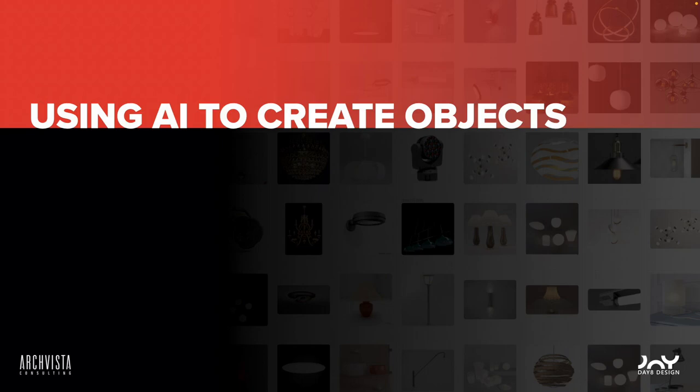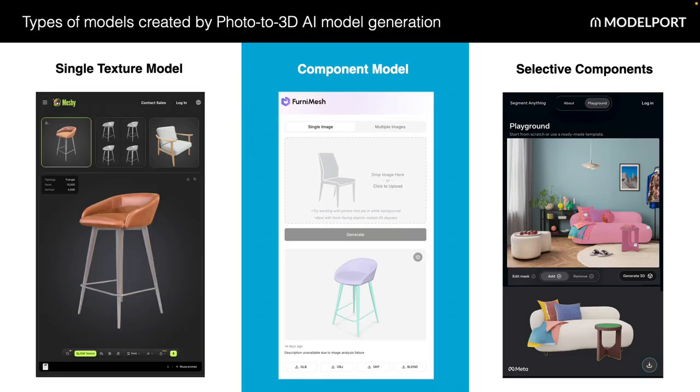So let's start with the first topic, which is using AI to create objects. As I mentioned, I'm going to review three different types or processes here for creating the photo to 3D AI models. First is a single texture model. We're going to use Meshy as our example. And the single texture model essentially uses one texture to reflect all the materials within the object.